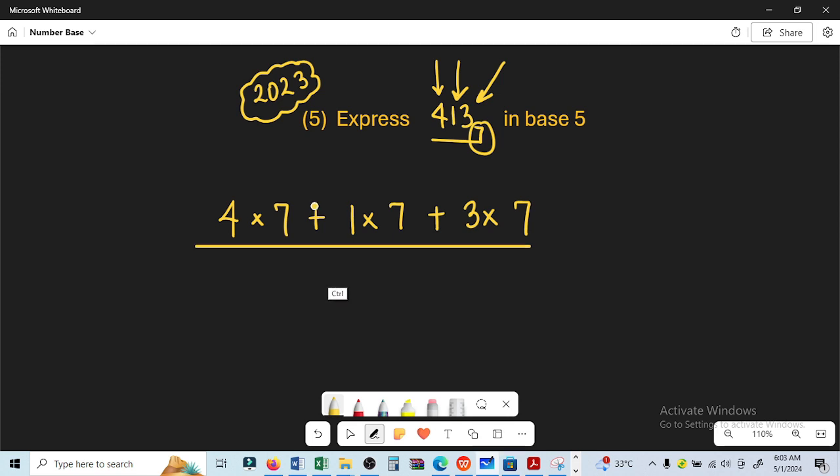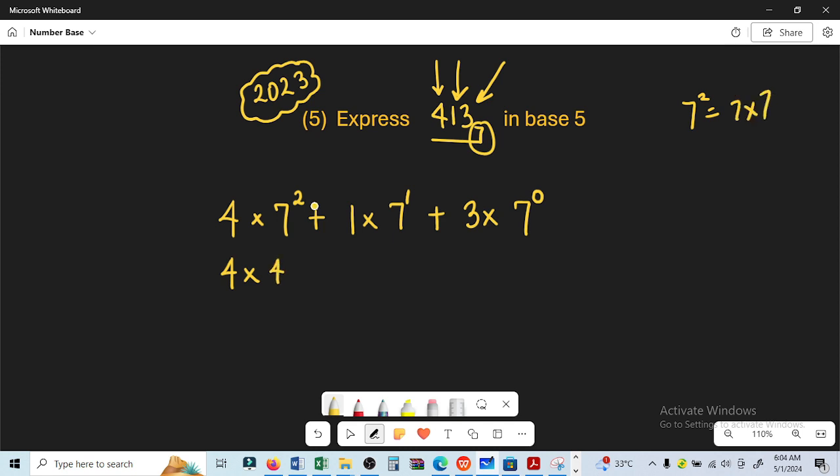What do I mean? This 7 here we start from 0, so this is going to be 0, 1, and then 2. So this is 4 times, what is 7 squared? 7 squared simply means 7 times 7, 49. So this is 49. I would like to put this in a bracket to make it neat, plus, now 1 times 7 raised to the power of 1 is 7. So this is 7. Put it in bracket to make it neat.